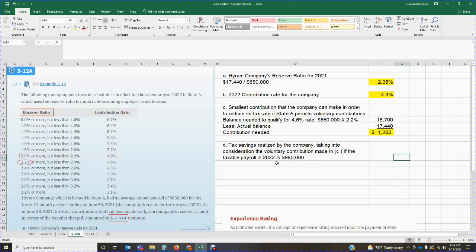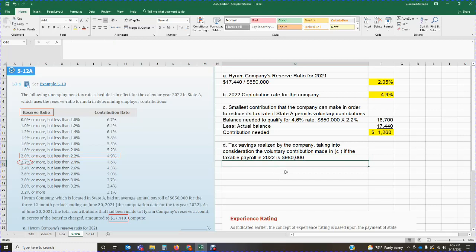If the taxable payroll in 2022 is $980,000. So now we are going to assume that in 2022, my average annual payroll is $980,000. Okay. I am also going to assume that I have taken into consideration the contribution needed to jump from the 4.9 to the 4.6 tier. Okay. So let's start our calculation.